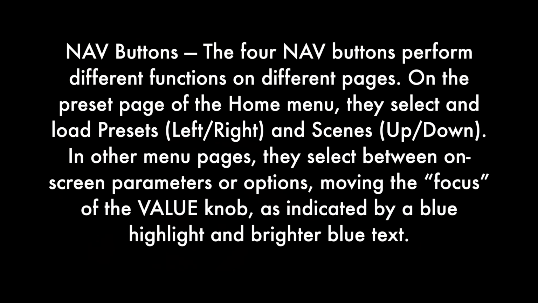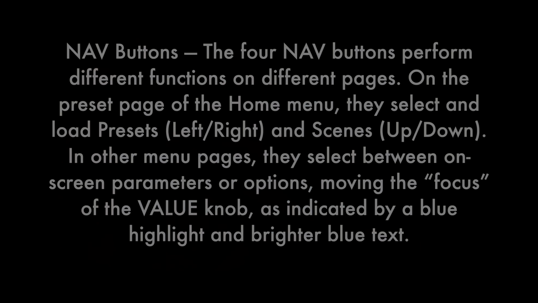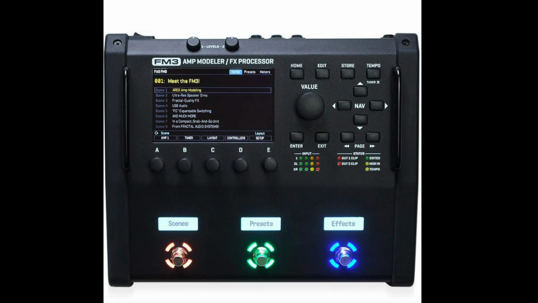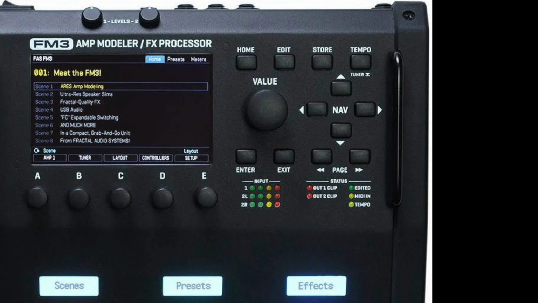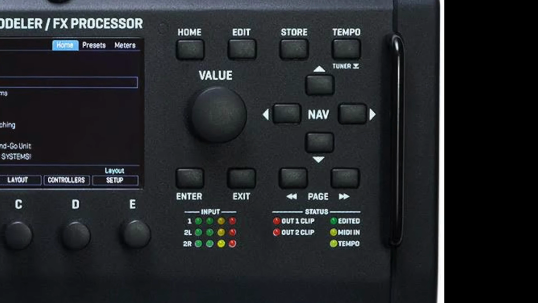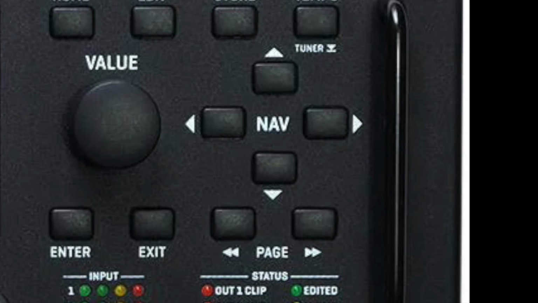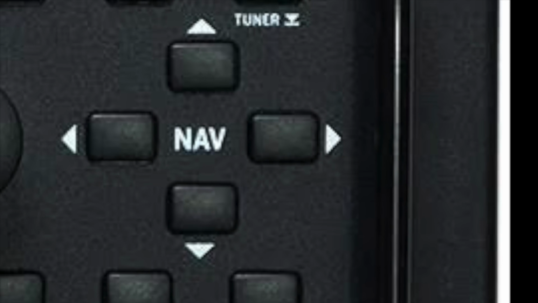Nav buttons. The 4 nav buttons perform different functions on different pages. On the preset page of the home menu, they select and load presets, left to right, and scenes up and down. In other menu pages, they select between on-screen parameters or options, moving the focus of the value knob, as indicated by a blue highlight and brighter blue text. Okay, that sounds a little more complicated than what you were probably expecting. I think of the nav buttons as more of a way to move up and down or left and right in various menus, although that might be oversimplifying it a bit. You'll have to decide once you get more familiar moving around the front panel.